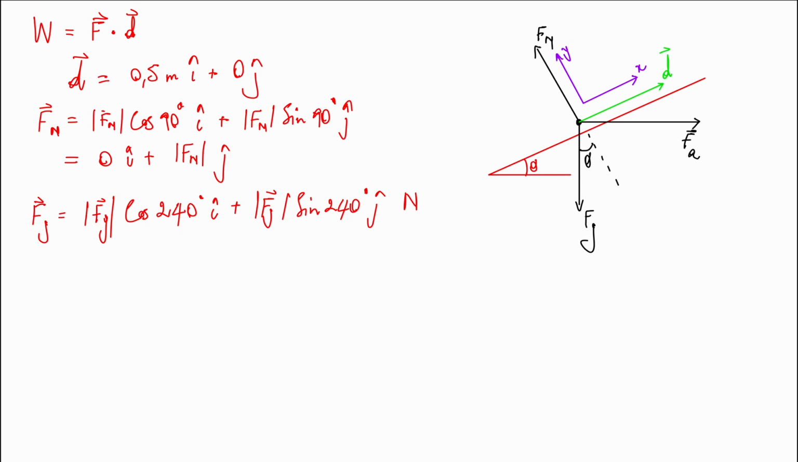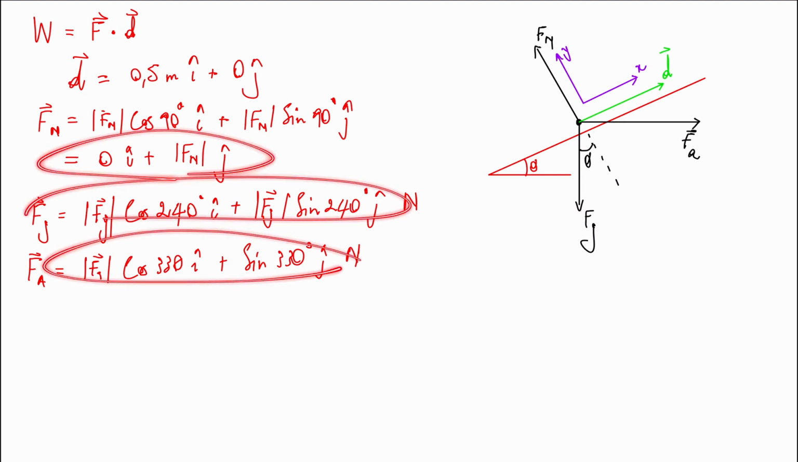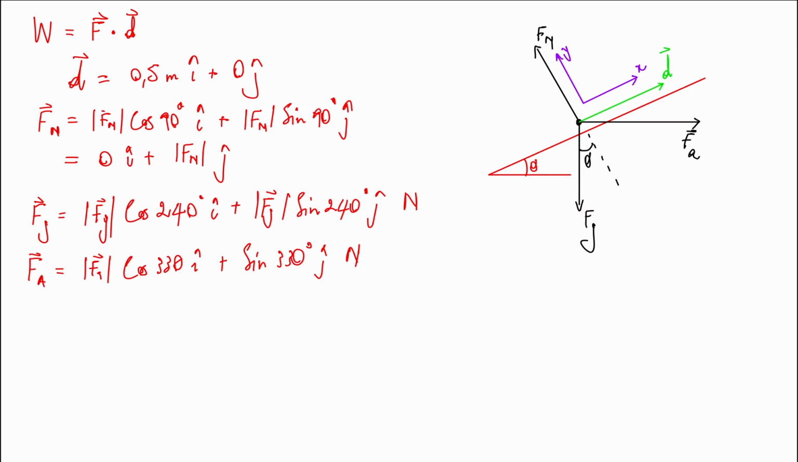So this means the force applied in unit vector notation is going to be the magnitude of the force applied times cosine of 330 I hat plus sine of 330 j hat. That's also in newtons. So now that we have all our forces in unit vector notation, we are ready to calculate the work done by each of the forces.